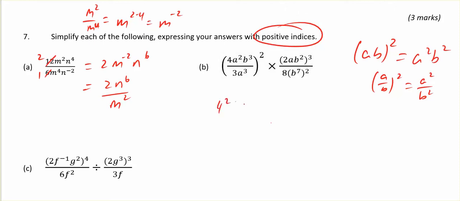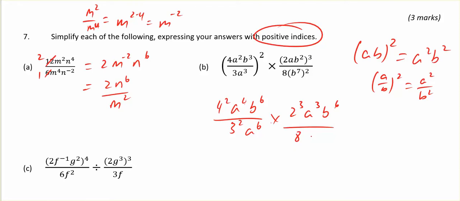So 4 to the power 2, a to the power 2 times 2 is 4, b to the power 3 times 2 is 6, and bottom line, 3 to the power 2, a to the power 6, because 3 times 2 is 6, 2 to the power 3, a to the power 3, b to the power 6. The 8 is not affected by any powers, and then b to the power 14.